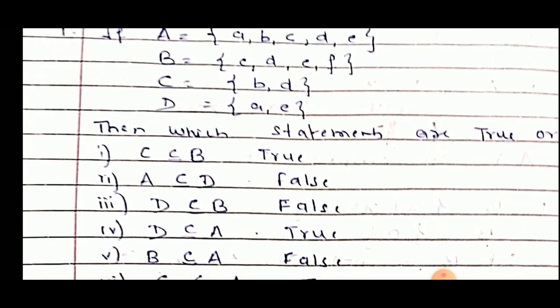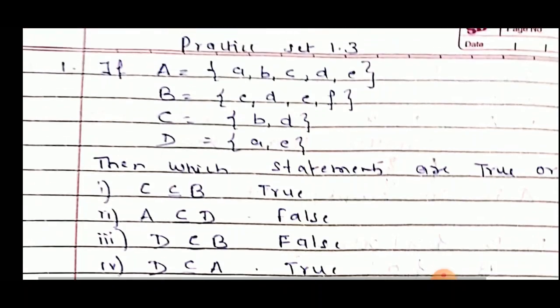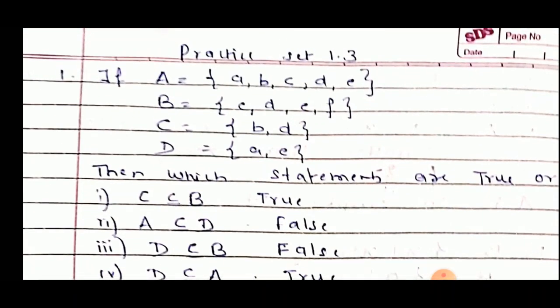Now this exercise is based on the subset relation. You know that if all the elements of A are the elements of B, then A is a subset of B. So C is a subset of B. This is because B and D are also elements of B. So "C is a subset of B" is a true statement.